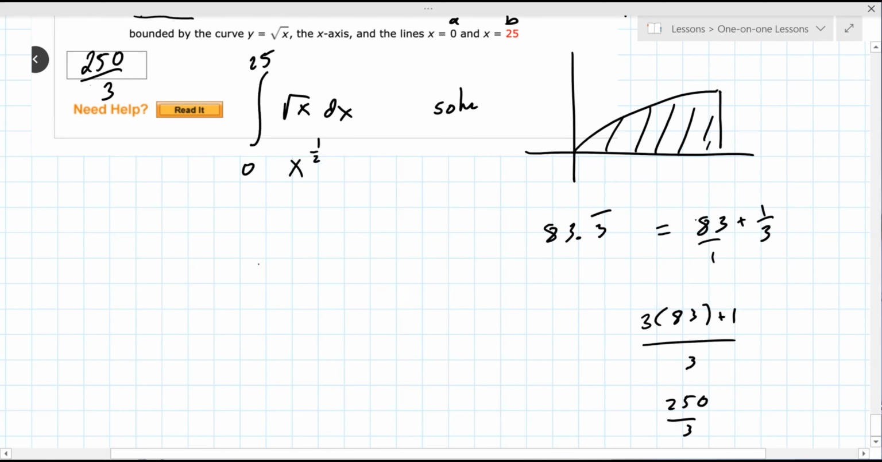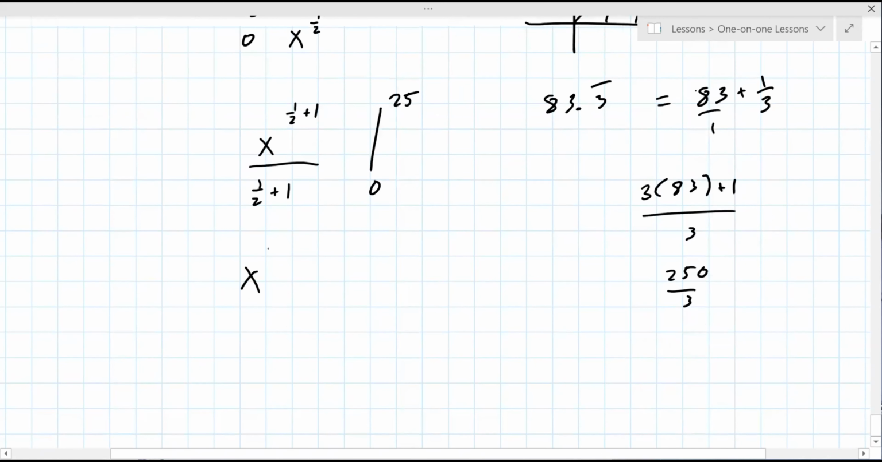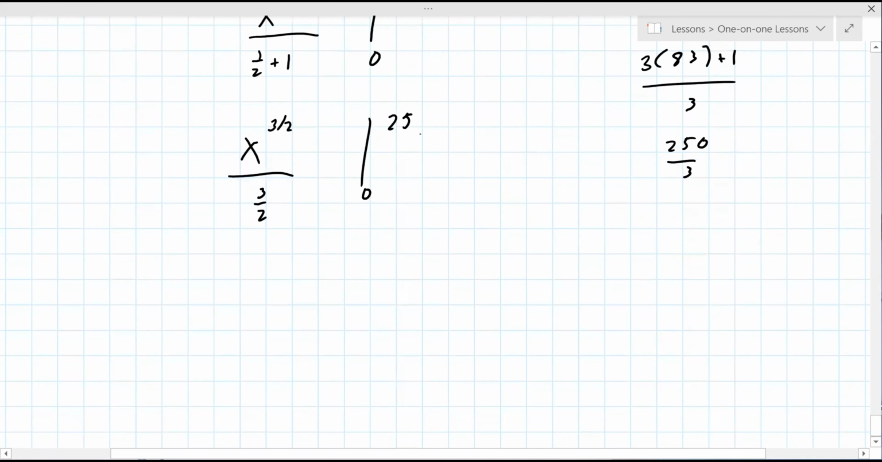You're adding 1 to this, so it's x to the 1/2 plus 1 over 1/2 plus 1. Because you have limits of integration, you evaluate from 0 to 25. You're still going to use your calculator. That's why I keep emphasizing that. So it's 3/2 over 3/2 from 0 to 25. So you're going to put 25 to the power of 3/2 over 3/2, and this ends up equaling 250 over 3. You still got to go to your calculator for that, probably.